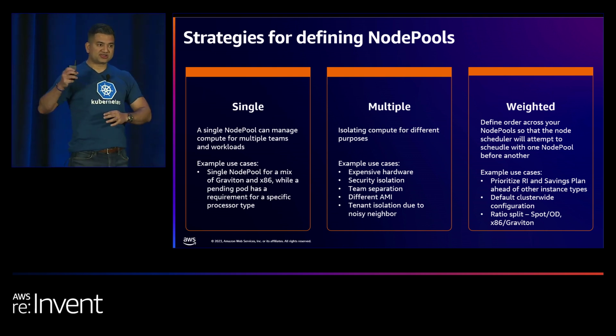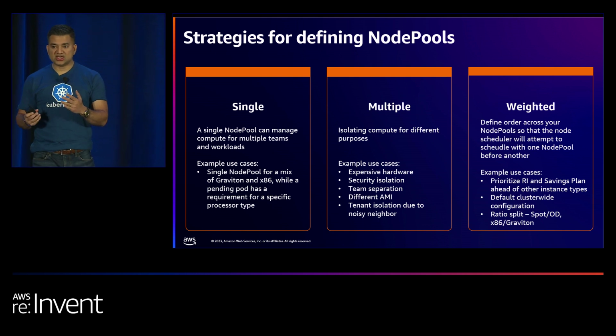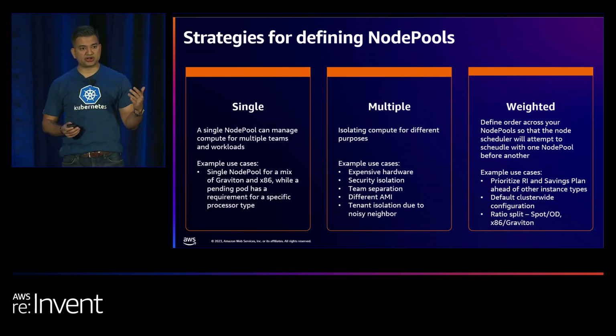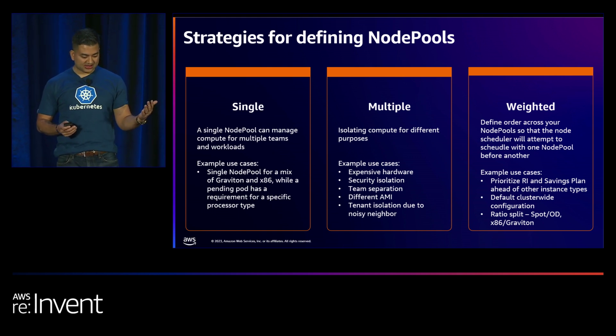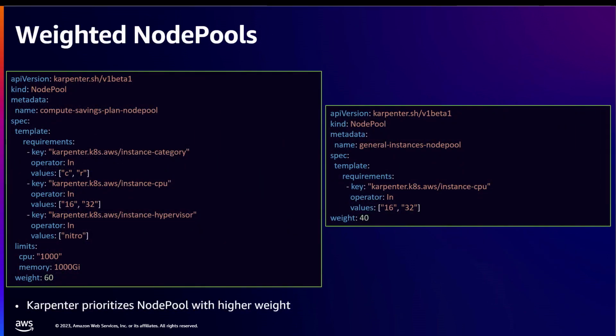When your node's scheduling requirement overlaps with multiple node pools, you can assign priority to the node pools, and the higher priority node pools will be considered. So let's understand this with an example. We have two node pools here. On the left, let's say you have signed up for compute savings plan or reserved instances, and you have instance category C and R, an instance CPU in 16 core or 32 core, and hypervisor Nitro.